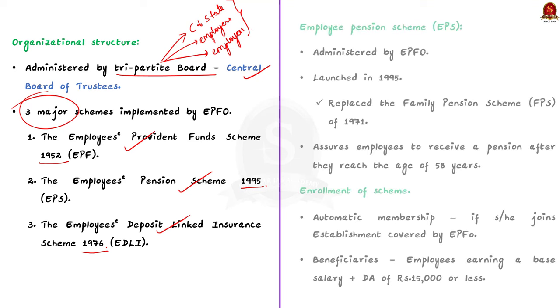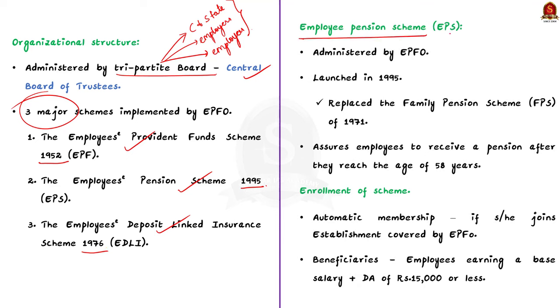Now let us see about the Employee Pension Scheme. The EPS scheme, which is administered by EPFO, was launched in 1995. It replaced the Family Pension Scheme that had existed from 1971. It assures employees a pension after they reach the age of 58 years.